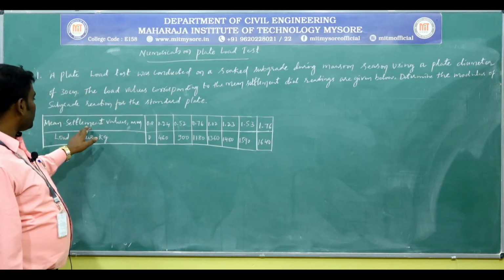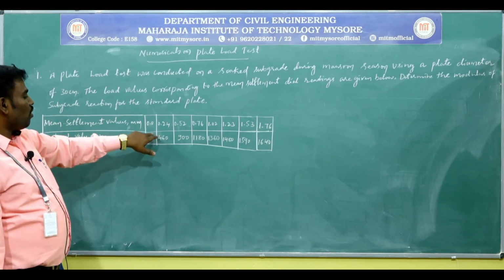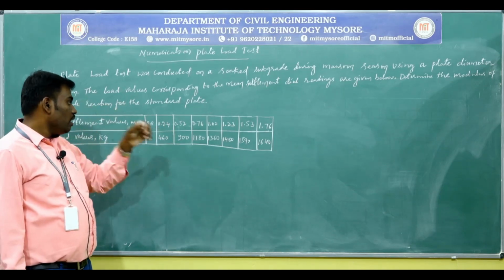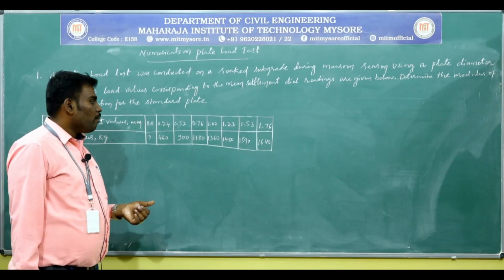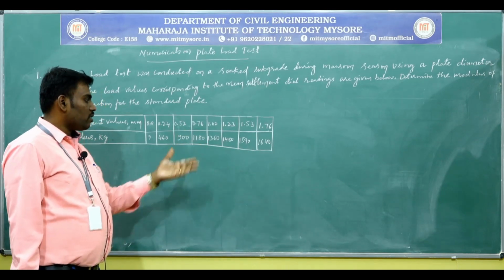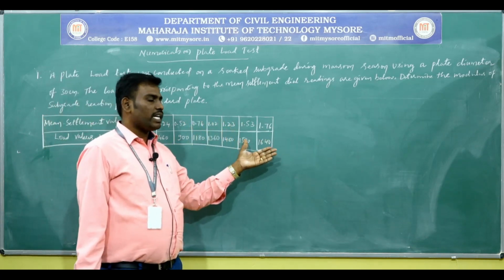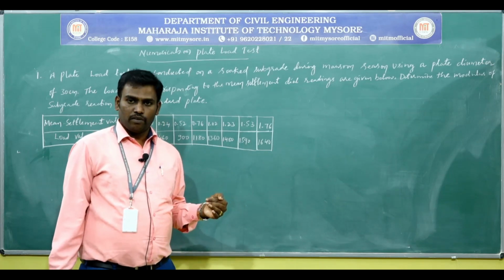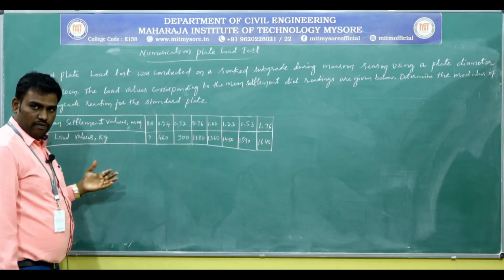Okay, they have given the mean settlement values in mm and load values in terms of kg. For 0 it is 0, for 0.24 mm it is 460 kg, 0.52 it is 900, 0.76 is 1180, 1.23 it is 1480, and for 1.53 mm it is 1490, and for 1.76 mm it is 1640 kg. Okay, what we are going to do is, first we have to draw the graph.